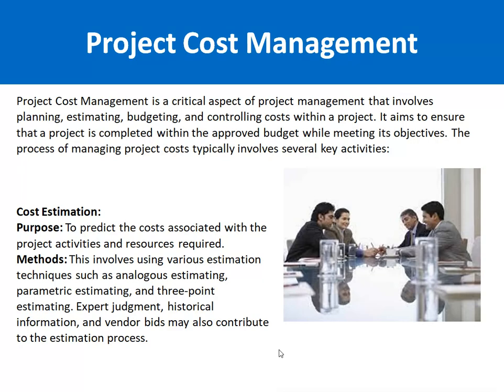Parametric estimation means that based on some statistical information you do the estimation. Then three point estimation, which is basically a mathematical formula, using the optimistic, pessimistic and the most likely. So it has a formula, and based on that you calculate the estimation.